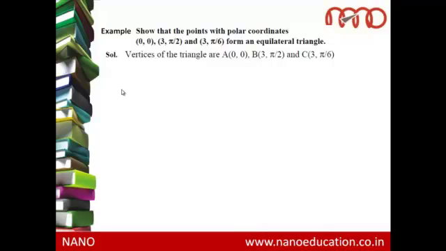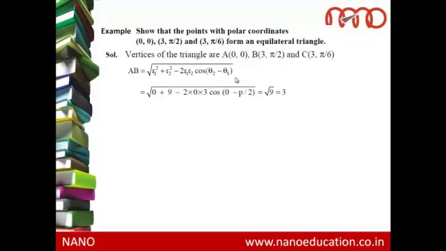So using the distance formula, let us find all the lengths. Length AB by the distance formula is under root r1 square plus r2 square minus 2 r1 r2 cos (theta 2 minus theta 1). r1 is 0, r2 is 3, theta 2 is pi by 2, theta 1 is 0. Substitute the numbers. AB is 3. Similarly, we have to find BC and also CA.